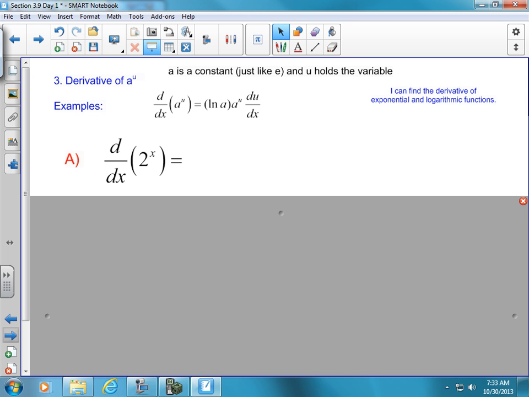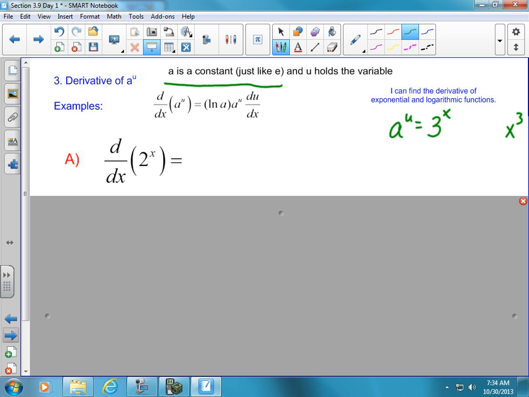All right, this is the derivative of an exponential function. When we say a to the u, we mean something like 3 to the x, not to be confused with x to the 3rd. All right, a is a constant, and u holds the variable. But this equation for the derivative is a little teeny bit more complicated: ln of a, times a to the u, times the derivative of the u part.